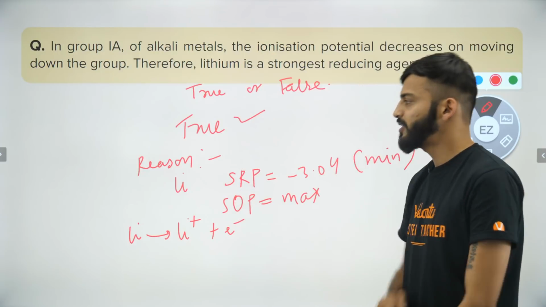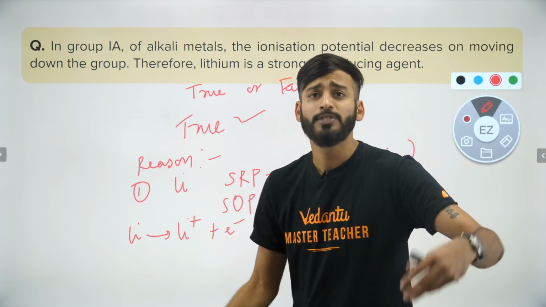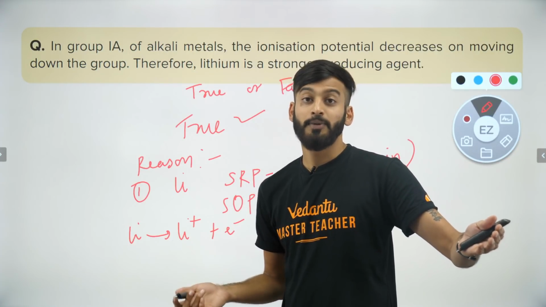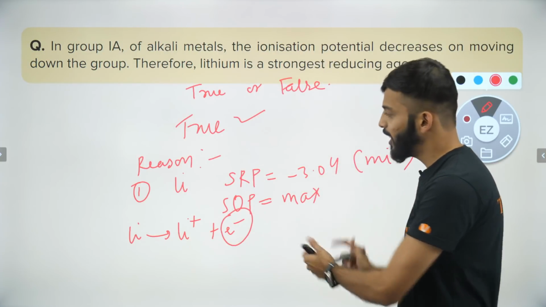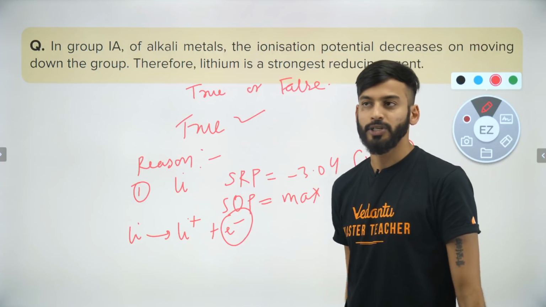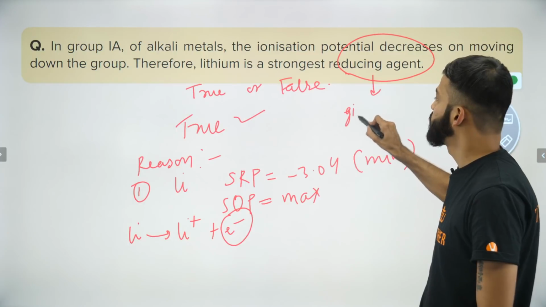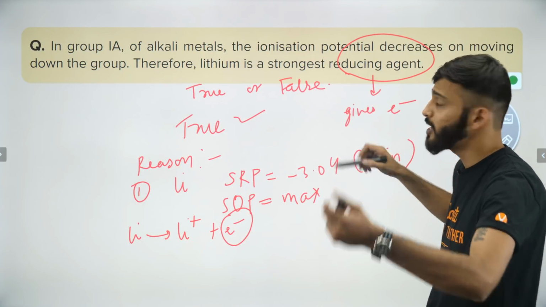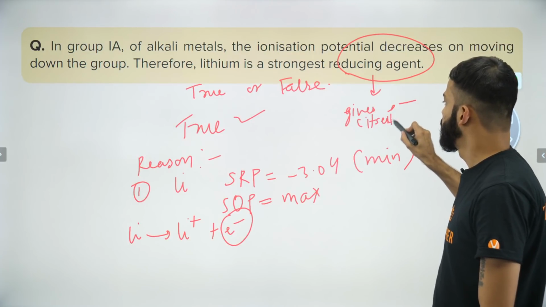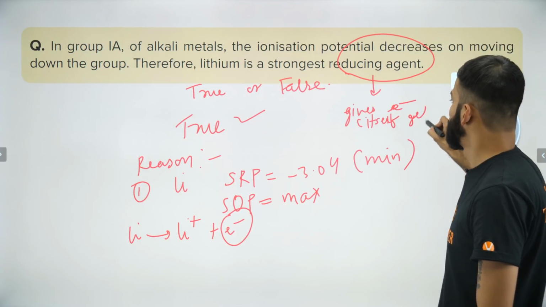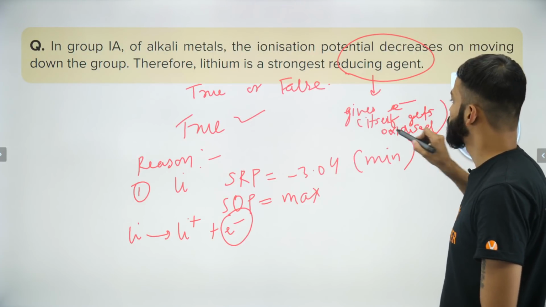So one reason is a very simple reason. SRP value is minimum, so SOP is maximum. If SOP is maximum, it means it has the highest tendency to give out electrons. That's why it is the strongest reducing agent as per data. A reducing agent is one which gives electrons, reduces others, and itself gets oxidized. I hope everyone knows this. All right?